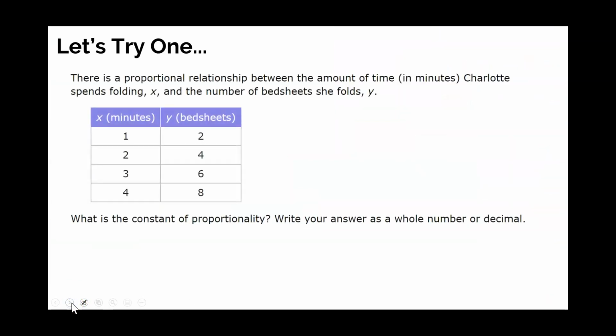All right. There is a proportional relationship between the amount of time in minutes Charlotte spends folding X and the number of bedsheets she folds Y. What is the constant of proportionality? Write your answer as a whole number or decimal. This is an example of a question that you would get on a test. So they already give us the table for us, and that's already done, which is great.